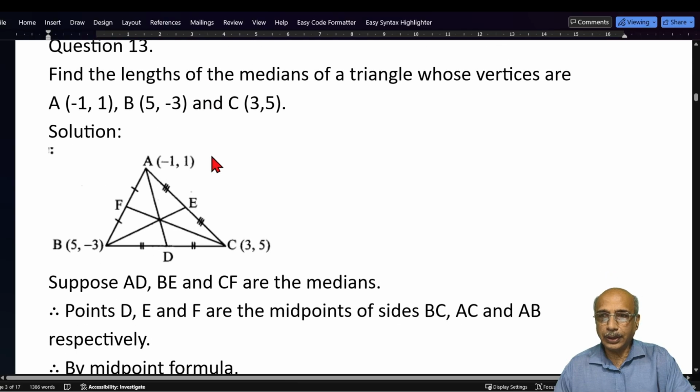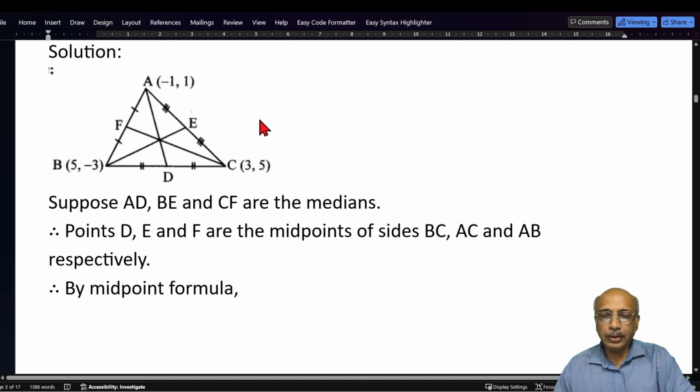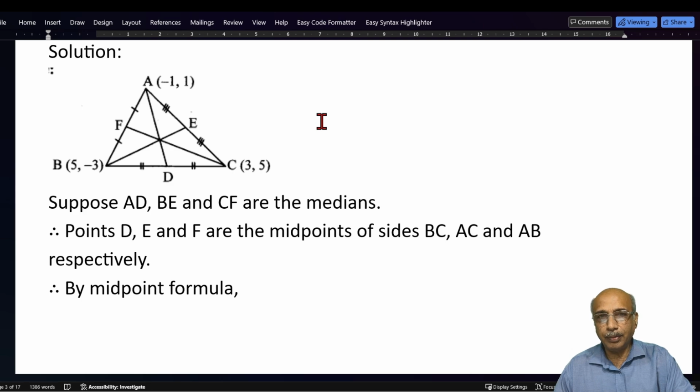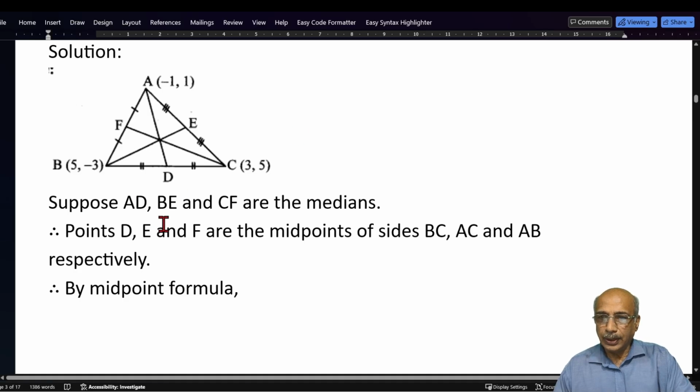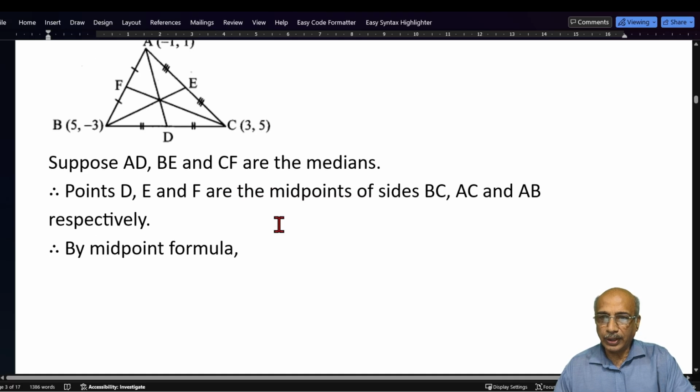Next question, 13. Find the length of the medians of a triangle whose vertices are A, B and C. Their coordinates are given. Here you can see this figure. In geometry, draw the figure because it is a ready reference for yourself when you are solving. At the same time, for the evaluator also, it is easy to refer to the figure and evaluate. So suppose AD, BE and CF are the medians as shown in the diagram. Therefore, points D, E, F are the midpoints of sides BC, AC and AB respectively.